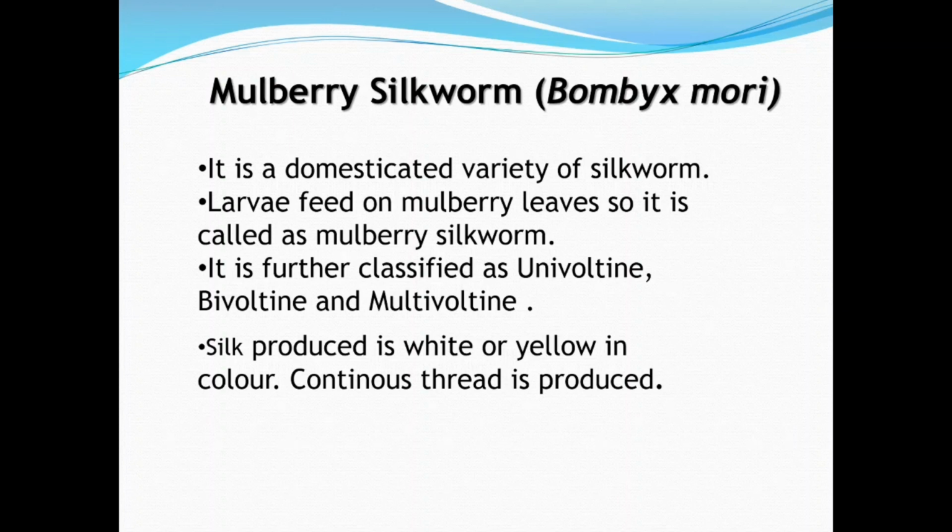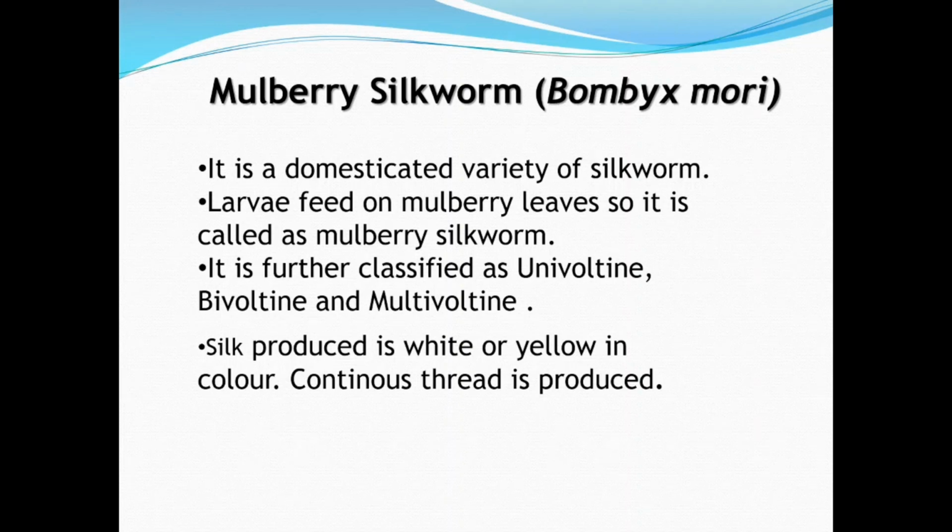First commonly domesticated species in world is mulberry silkworm, which is called as Bombyx mori. It is the most commonly domesticated variety of silkworm. Larvae of mulberry silkworm feed on mulberry leaves and hence these are called as mulberry silkworm.